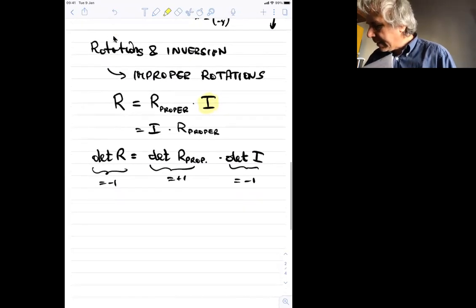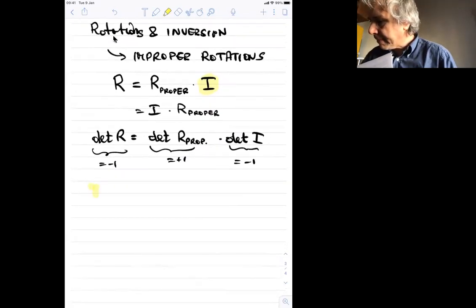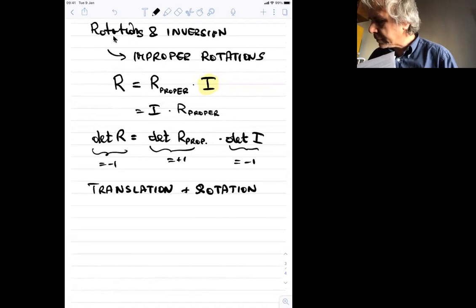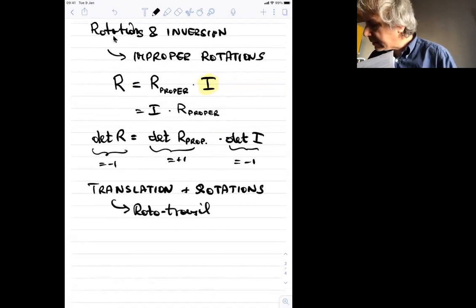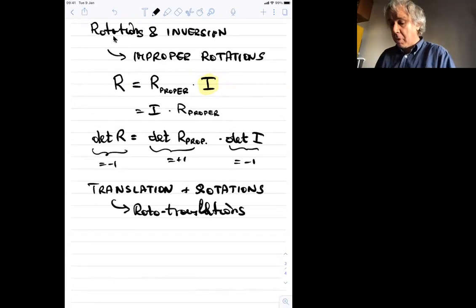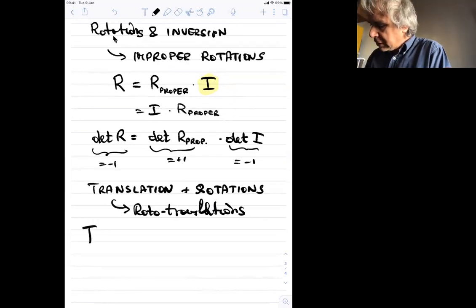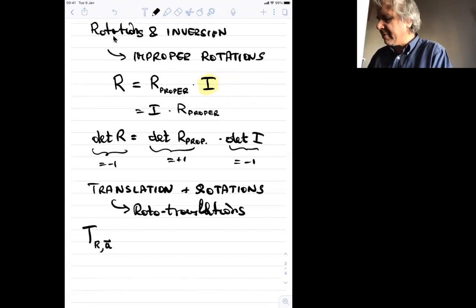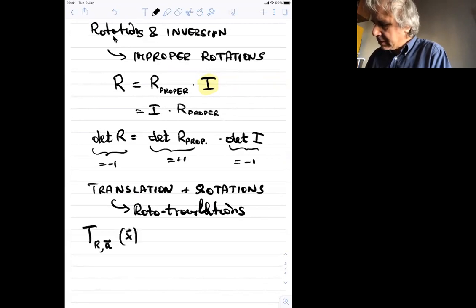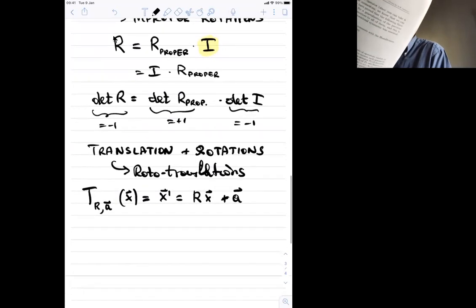Okay, good. Can I put together translations and translations plus rotations? Yes, of course. They are called roto-translations. Roto-translation simply means that you do both. So a transformation associated to some rotation R and some translation by the vector A acts on the point X by giving you a new point X prime, which is equal to the rotation of the point X plus the translation A. Okay? And these objects form a group.